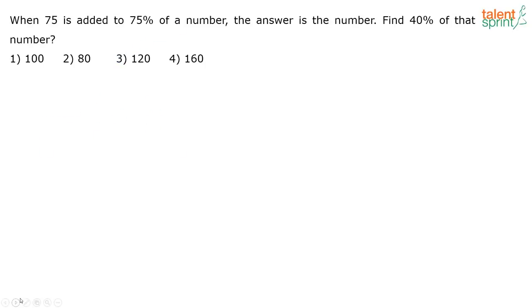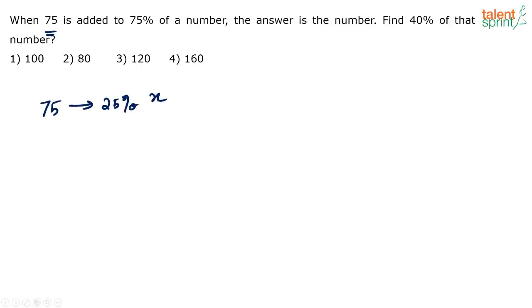When 75 is added to 75% of a number, the answer is the number. Find 40% of the number. So what are they doing? To 75% of a number, they are adding 75, and when they do that, they get 100% of the number, or the actual number, correct? So what does this mean? This 75 that we are adding is accounting for 25% of the number.